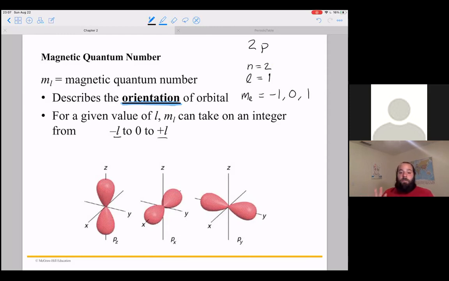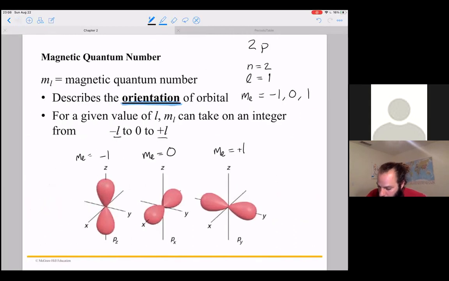There are 3 possible M sub L values, and those correspond to those different orientations of the p sublevels that we already talked about. Now we're putting these numbers on them. M sub L equals negative 1 would correspond to this particular sublevel, M sub L equals 0 would correspond to this one, and M sub L equals positive 1 would correspond to this orientation.